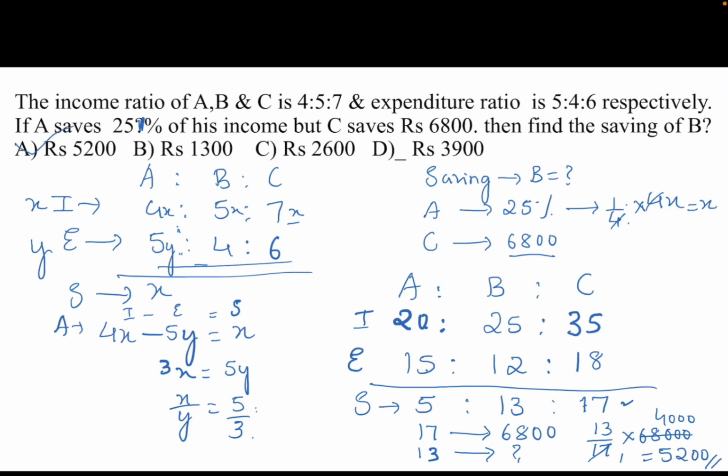Option A. This is how we have to balance the ratio, and then easily we can find out the answer. Okay, instead of taking 4x as the salary of A, 5y as the expenditure and all that, we can directly, in the ratio form only, form the question and solve it directly. Okay, coming to the next problem.